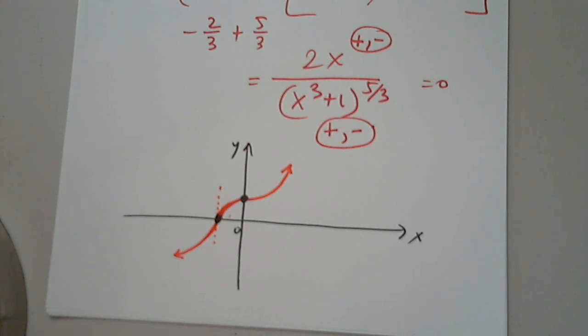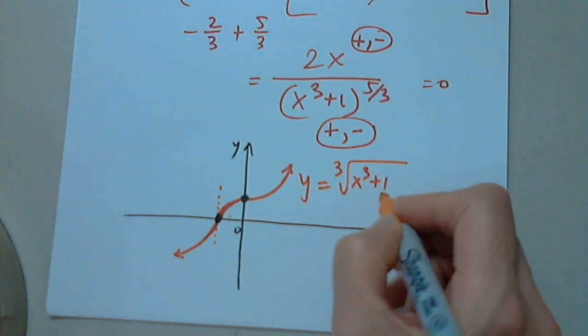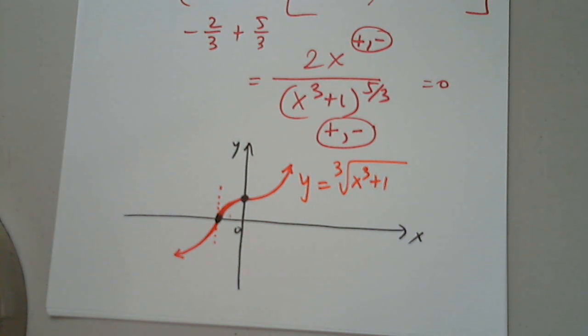Good, very good pick. A very interesting problem. Oh, I forgot. So y equals the cube root of x cubed plus 1. We always have to write the function on the coordinate system. Good. Very interesting. It was a nice function.